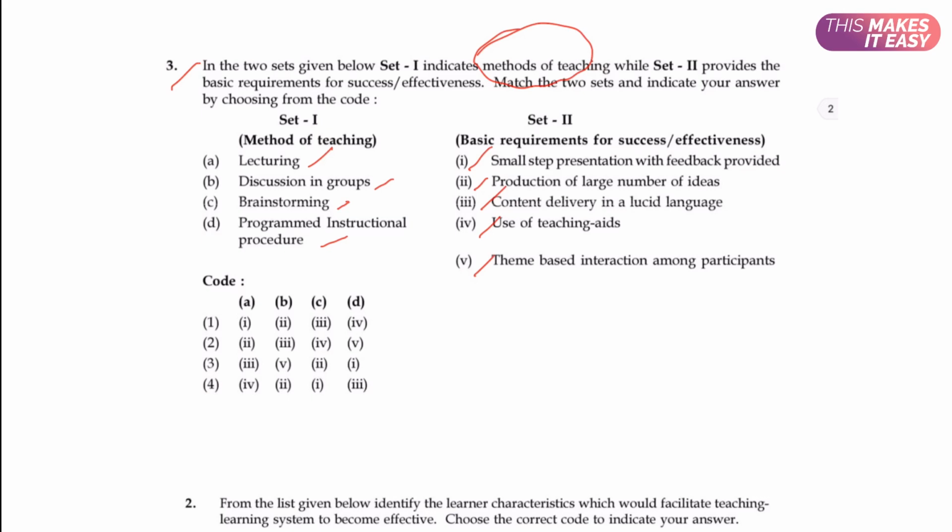We have to match between these two sets. Here the discussion in groups and the fifth option, theme-based interaction among participants, match very well. Let's see whether B has the option 5. Answer is ready. No need of looking at any other options at all. Even we can cross-check after this. So A is 3. What is A? Lecturing. What is 3? Content delivery in lucid language. That is very correct. So by looking at only one option, we have come to the answer. It's very simple. Use simple logic and common sense. You will get the answer very easily.